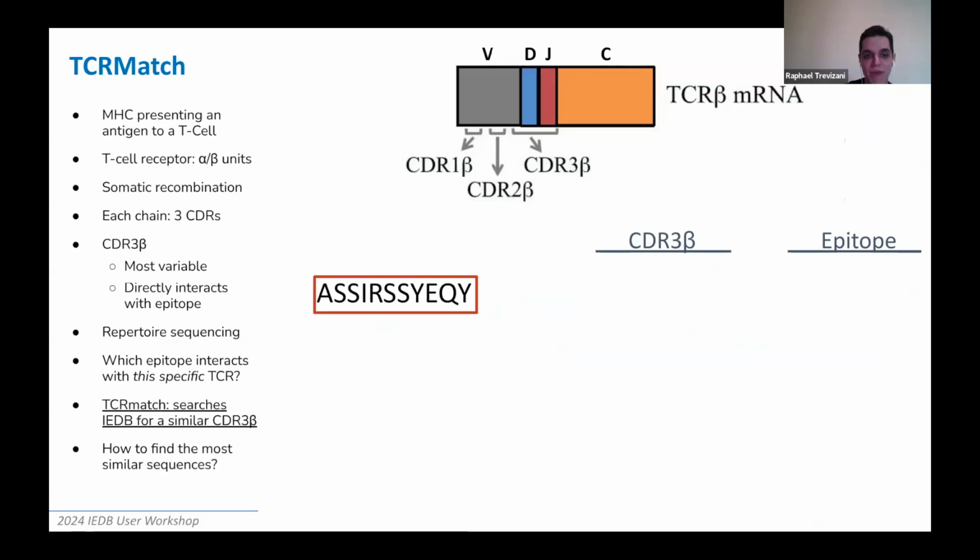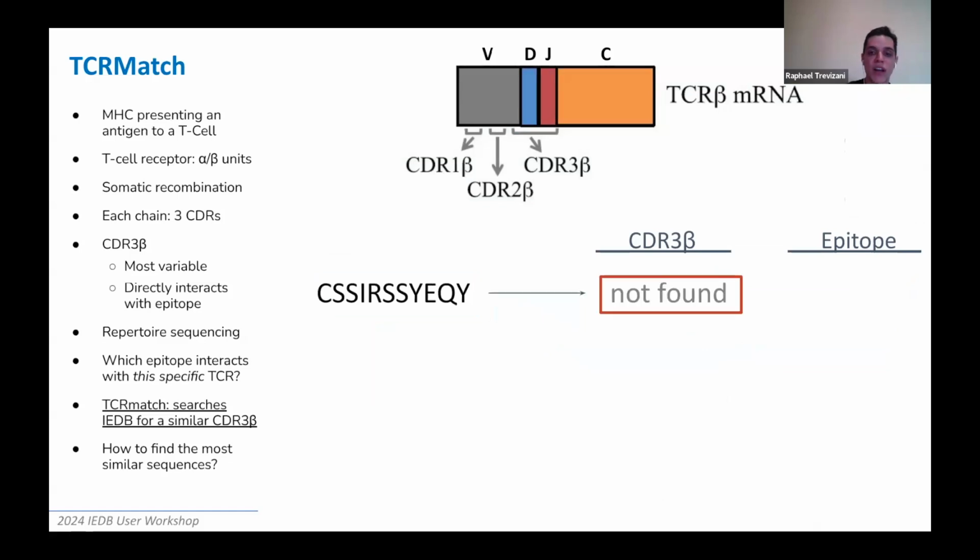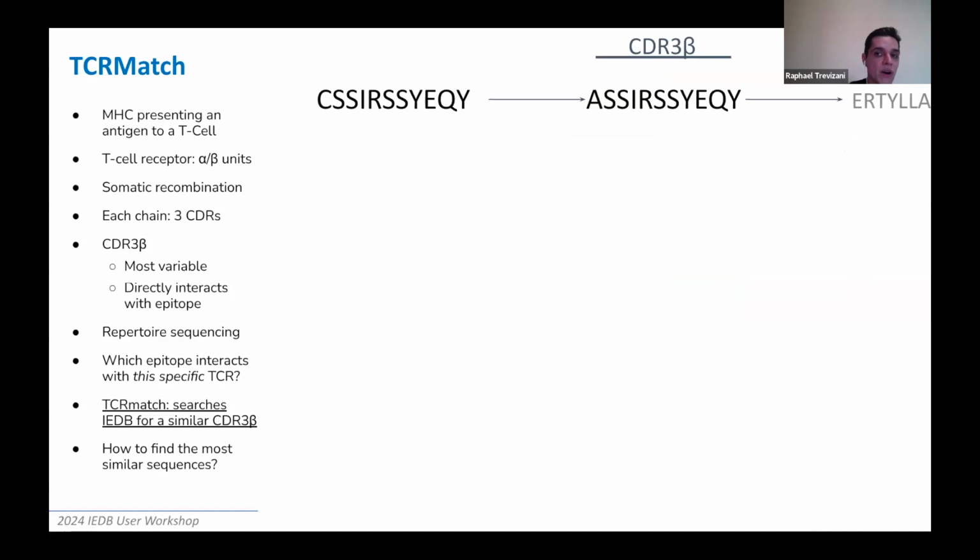That's very easy in the case of this sequence, because we were lucky. We had the exact match in the IEDB. But what about this sequence? What if the sequence is not in the IEDB database? I would still like to know which epitope it binds to. So what we can do is use the sequences that we have in the IEDB, for which we know the CDR3 beta, and compare them to our query.